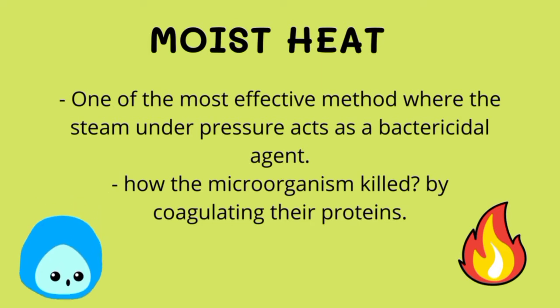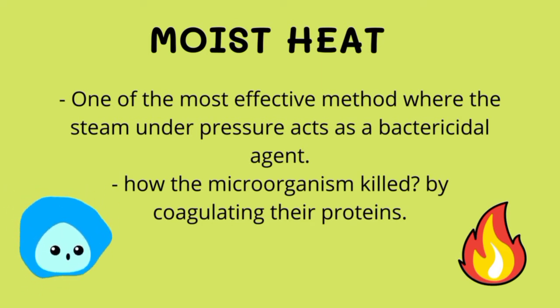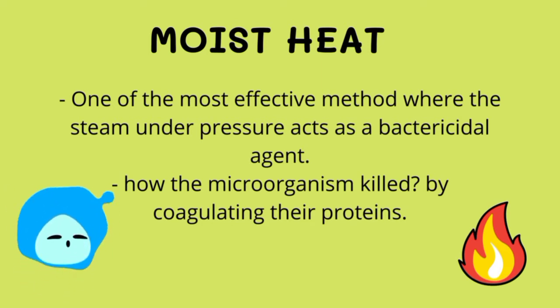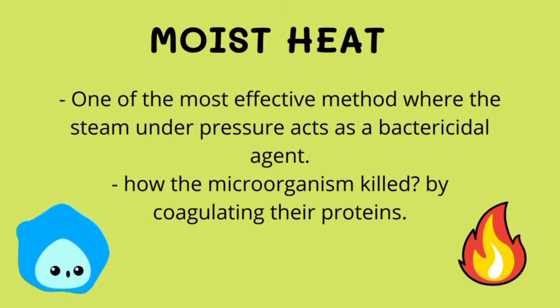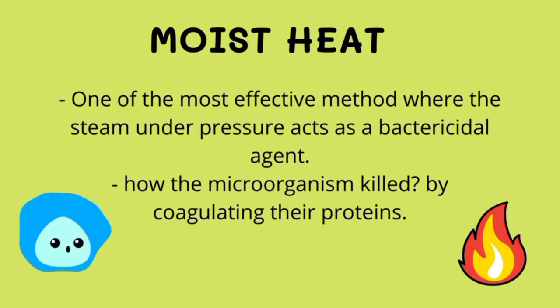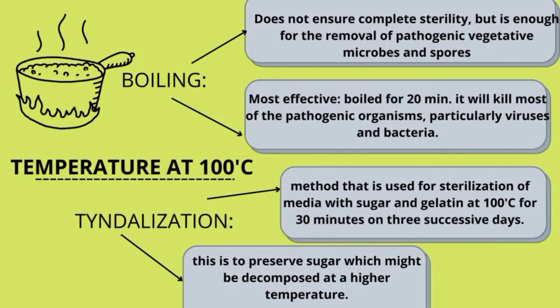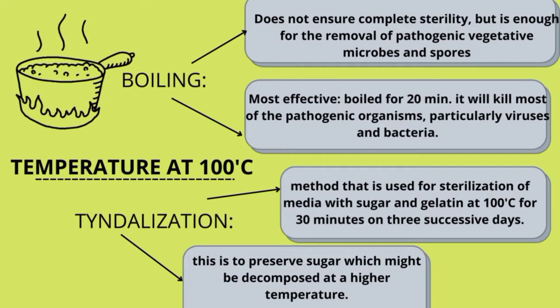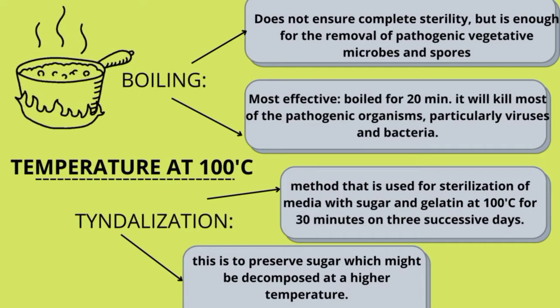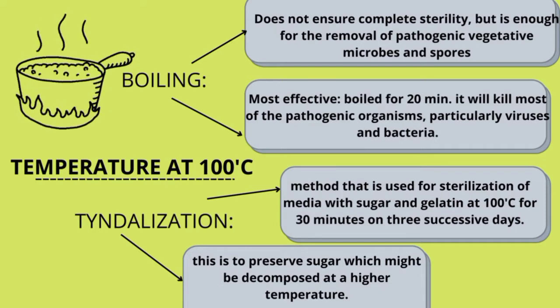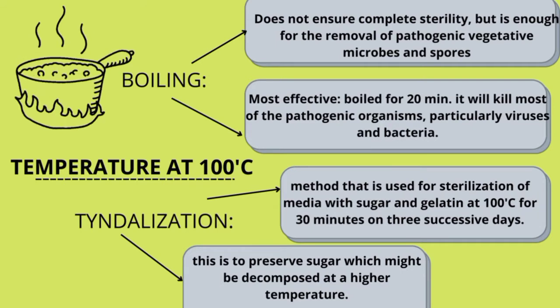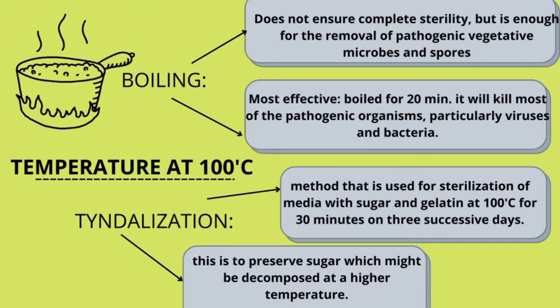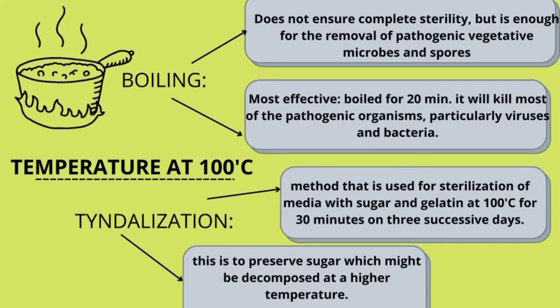And lastly is moist heat. Moist heat is one of the most effective methods where the steam under pressure acts as a bactericidal agent. The microorganisms are killed by coagulating their proteins. Next is the temperature above 100 degrees Celsius. The moist heat sterilization above 100 degrees Celsius involves sterilization by steam under pressure. When pressure is increased in a closed vessel, the temperature increases proportionately.